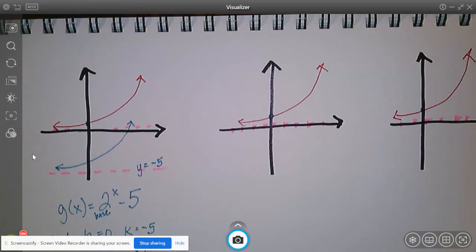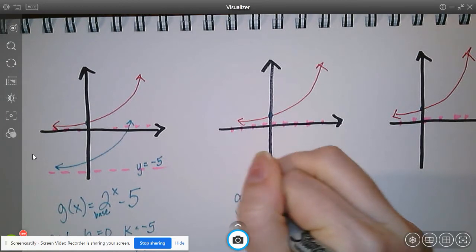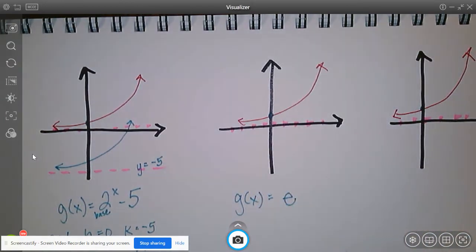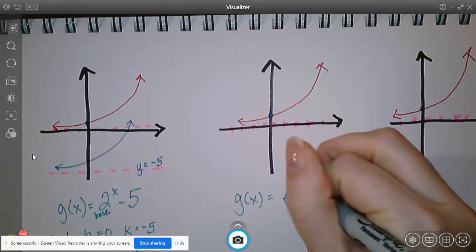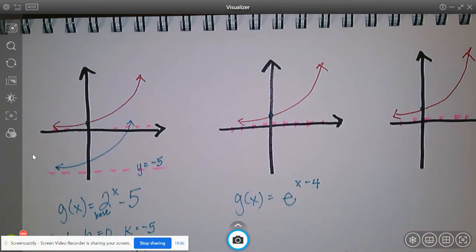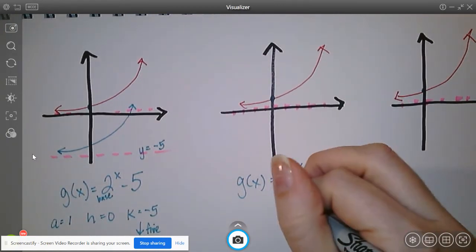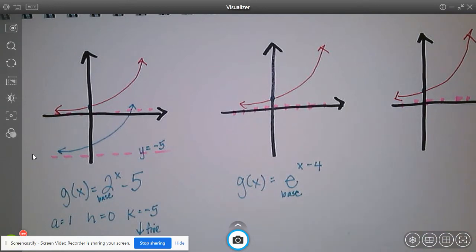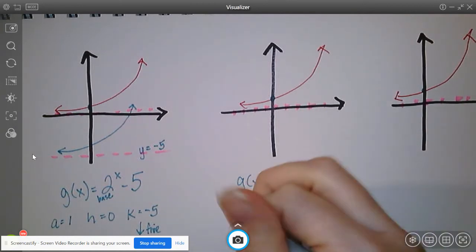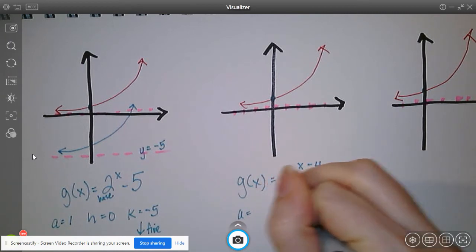This time, let's say that we had something like g of x equals e to the x minus 4. So that's in the exponent up here. Okay, so we're going to do the same thing we did before. Let's recognize our base. This is our base. Our base is e. And remember, I told you it's an irrational number like pi. It goes on forever and ever and ever. It is approximately 2.72.